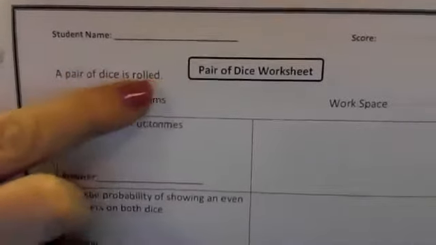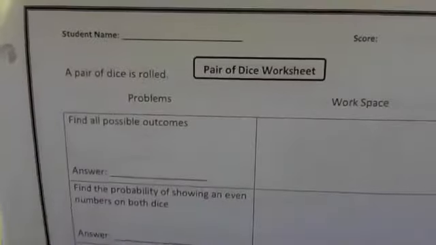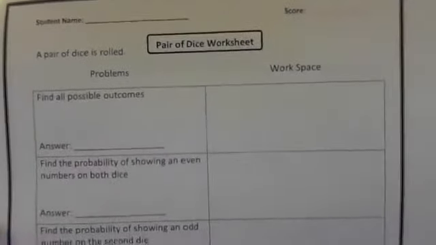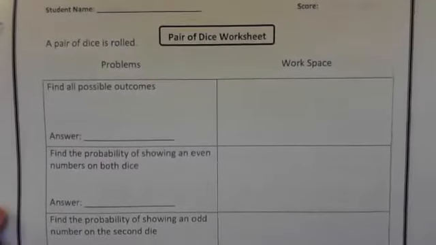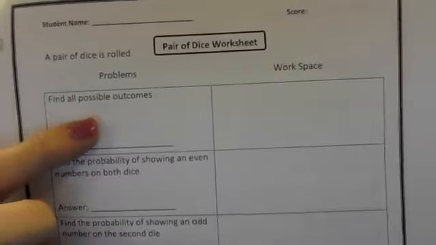It says up at the top, a pair of dice is rolled. Now, some of them say a die is rolled. That means just one of them. A pair of dice means 2. Okay, and they're going to be rolled at the same time, and we're going to talk about all the outcomes. Some of the students were asking yesterday and having a little bit of trouble on this. So the first question says, find all the possible outcomes if I roll 2 dice at the same time.